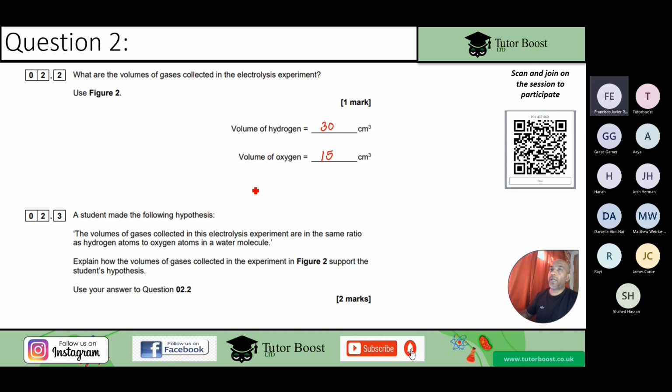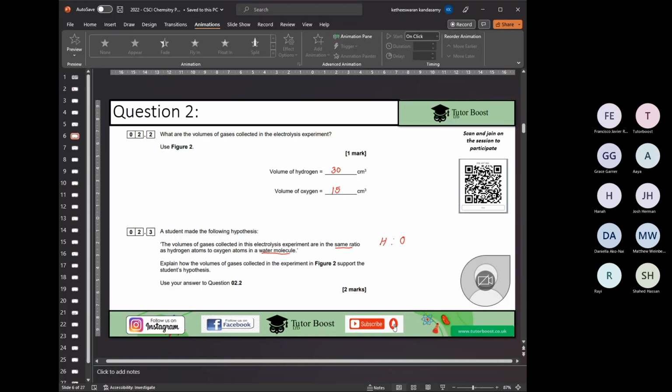A student made the following hypothesis. The volumes of gases collected in this electrolysis experiment are in the same ratio as hydrogen atoms to oxygen atoms in a water molecule. Explain how the volumes of gases collected in this experiment in figure 2 support the student's hypothesis. So you're looking at the ratio of hydrogen atoms to oxygen. Hydrogen to oxygen is the same ratio as the number of atoms. Can you write your answers on the whiteboard? 30 seconds. Yeah, you're well done. You're getting it right, all of you.